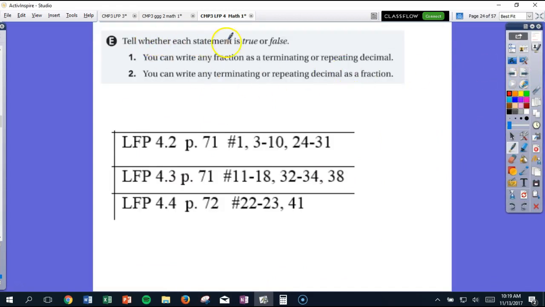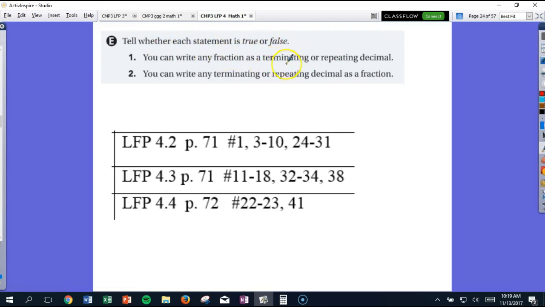Then part E, tell whether each statement is true or false. You can write any fraction as a terminating or repeating decimal, and you can write any terminating or repeating decimal as a fraction. So answer whether those are true or false. Again, our ACEs, 11 through 18, 32 through 34, and 38.